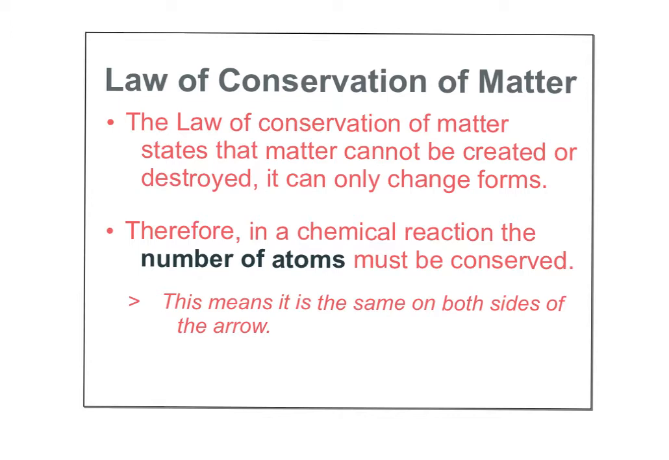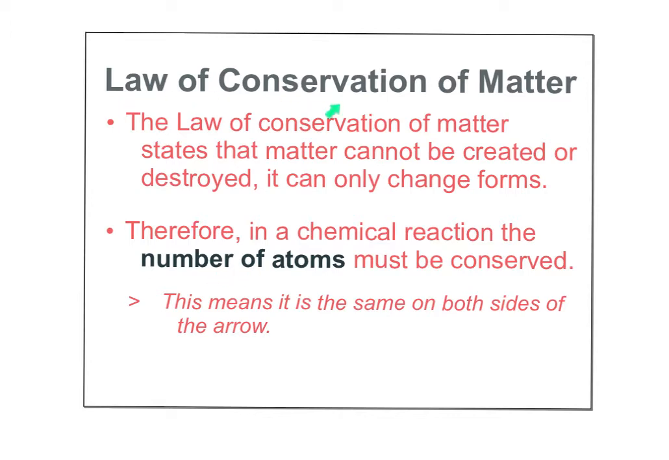So if I started with 2 molecules of H2 and 1 molecule of O2, I still need both of those after. They cannot disappear, poof into nothingness, and I cannot make more of what doesn't already exist. Can I rearrange them or change the form? Sure, I can make bonds or break bonds, have them bond with something different in a different orientation. But I cannot destroy matter, it cannot disappear, and I cannot create matter out of nothing. So in a chemical reaction, the number of atoms must be conserved.